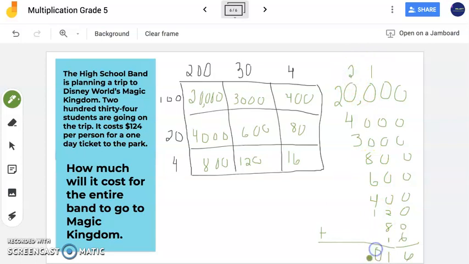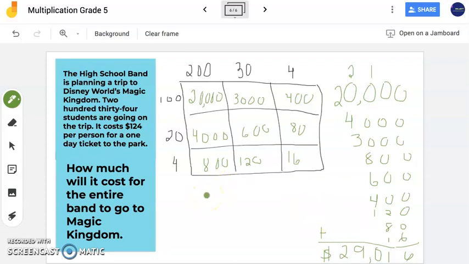Now I'm going to move to my thousands place. I have 4 plus 3 is 7, plus 2 is 9, and I have 2 in my 10,000s place, giving me a final answer of $29,016. That is how much it's going to cost for the entire band to go to Magic Kingdom.